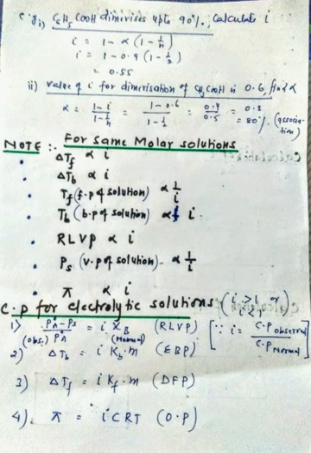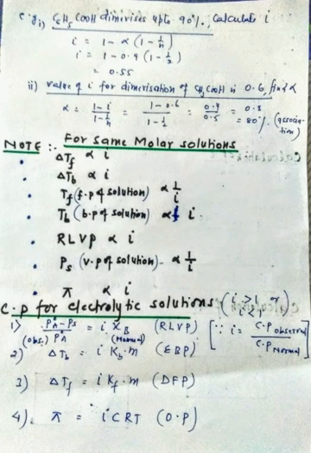Relative lowering of vapor pressure is directly proportional to i. Ps, vapor pressure of solution, is inversely proportional to i. And the osmotic pressure pi is directly proportional to i. So these will help you in solving some numericals. Sometimes same molar solutions, different solutions having same molarity, are given, and you have to calculate these van't Hoff factor, that is colligative properties. So this will help you in solving the problem.